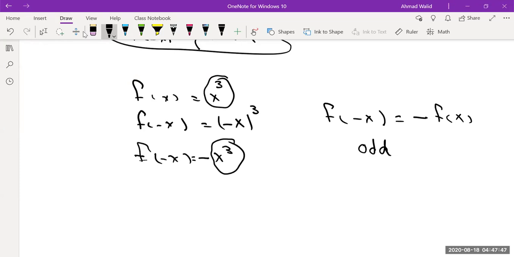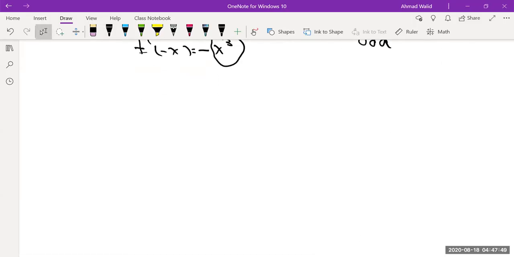Let's do now another example from your book. F of x. What they're asking in this is: determine whether each of the following functions is even, odd, or neither. F of x equals x cubed, or x to the power of 5 plus x. They're asking you to check if this given function is even or odd or maybe neither.